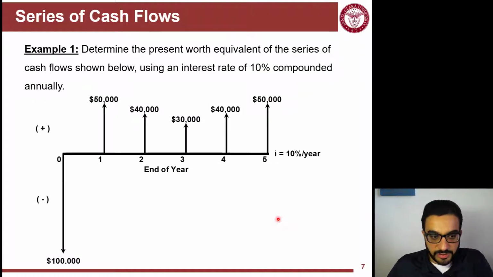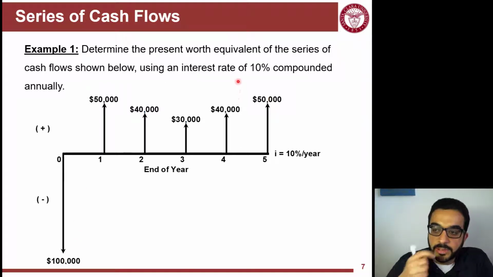So let's see this example here. We have this cash flow with different revenue amounts over 5 years, and this revenue is the result of a capital improvement cost or investment here. What we are interested in is analyzing this cash flow to get the present worth, knowing that our interest rate, or the time value of money, is equal to 10%, compounded annually.